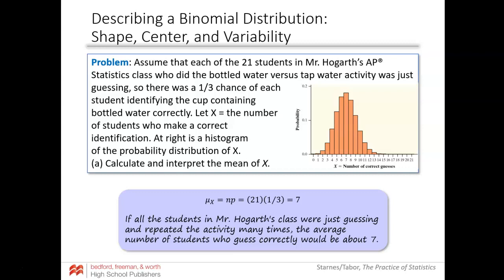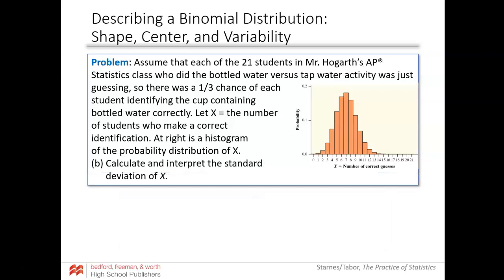So the way we interpret that mean is that if all of the students in the class were just guessing and we repeated this activity many, many times, the average number of students who correctly guess would be about 7. Okay, lots of not clear statements there, but that's stats for you.